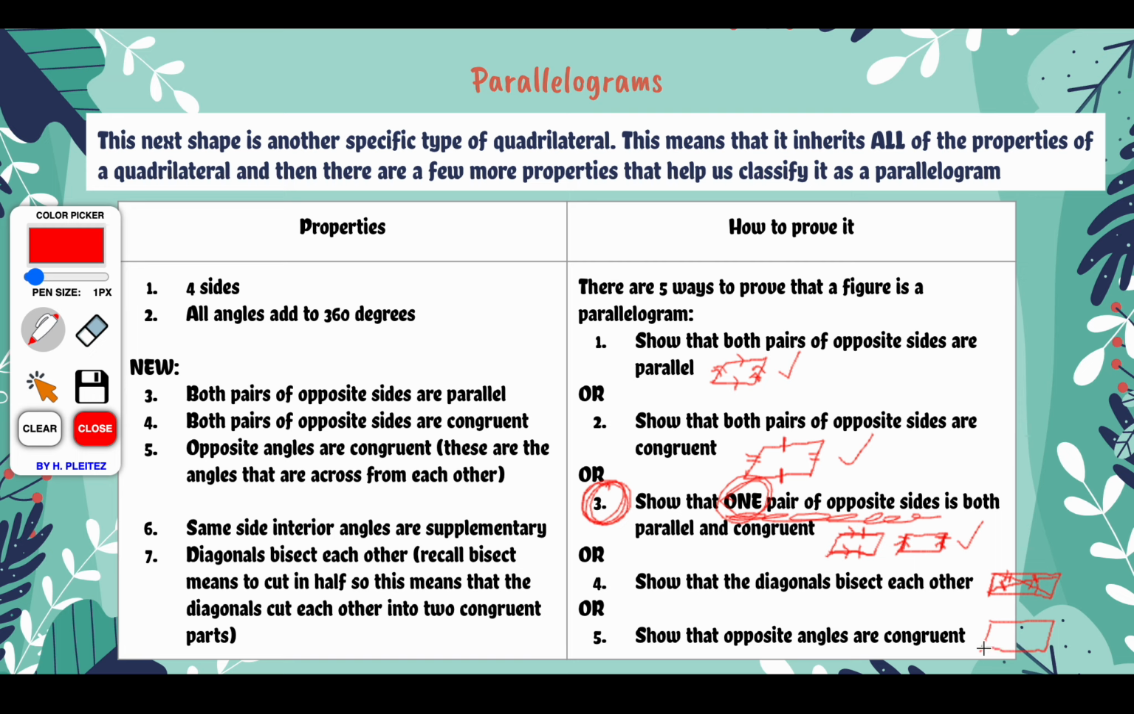So if your diagram looks like this, and it has to be both pairs, right? It can't just be that one pair. It has to be both pairs of opposite angles. If you get something like this, then you're good. Then you have a parallelogram.